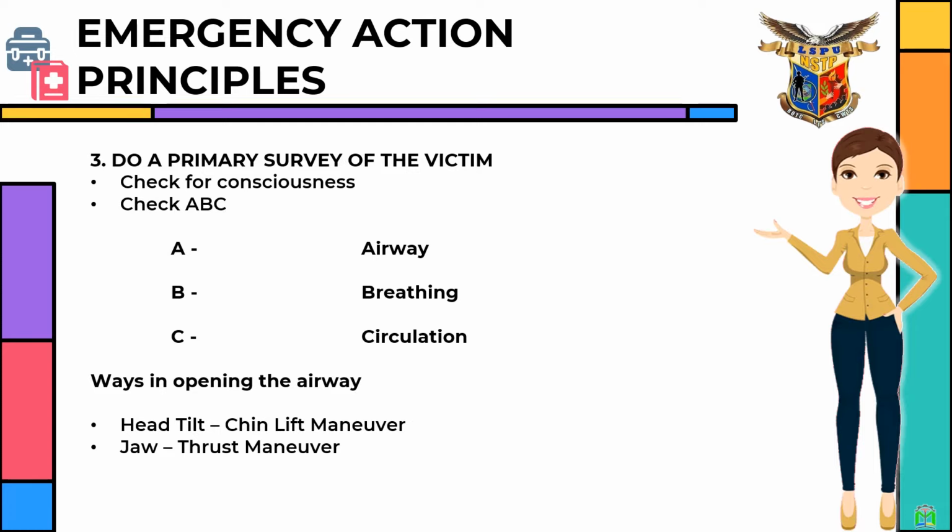3. Do a primary survey of the victim. Check for consciousness. Check ABC. A, airway. B, breathing. C, circulation. The different ways of opening the airway: head tilt, chin lift maneuver, jaw thrust maneuver.